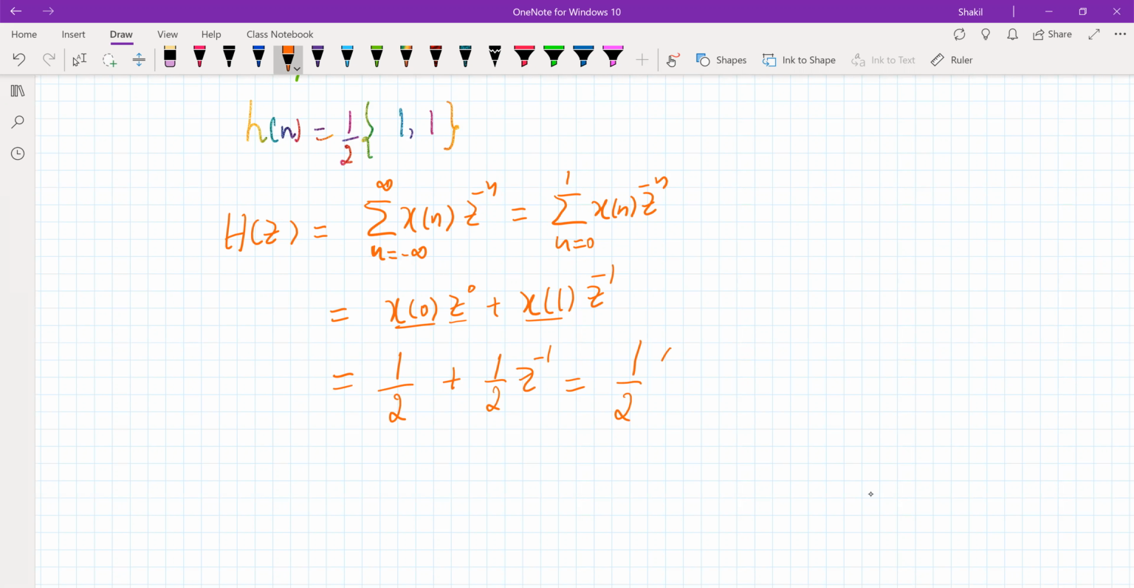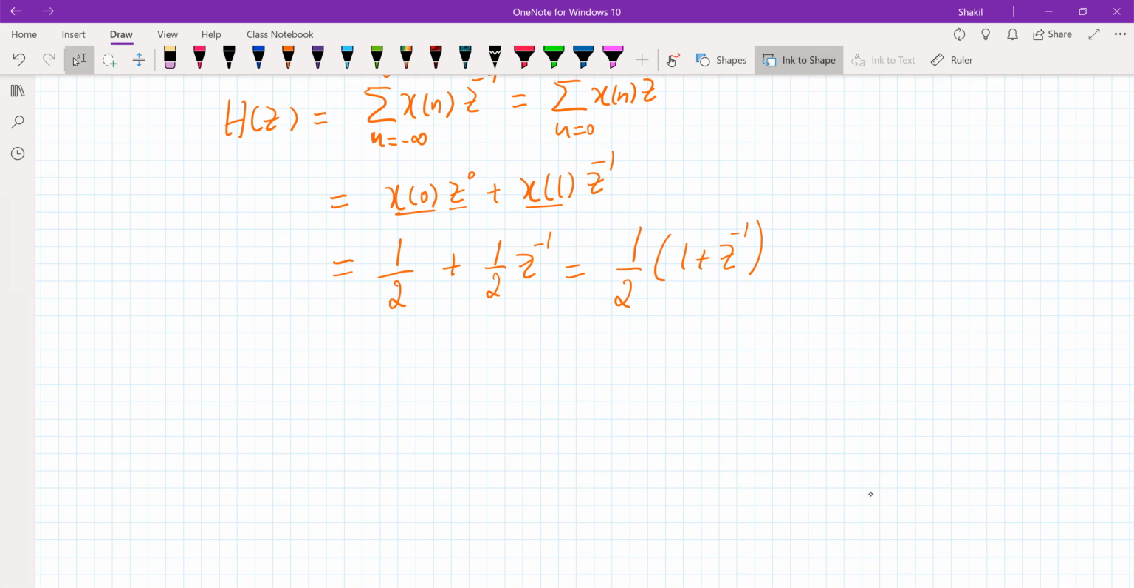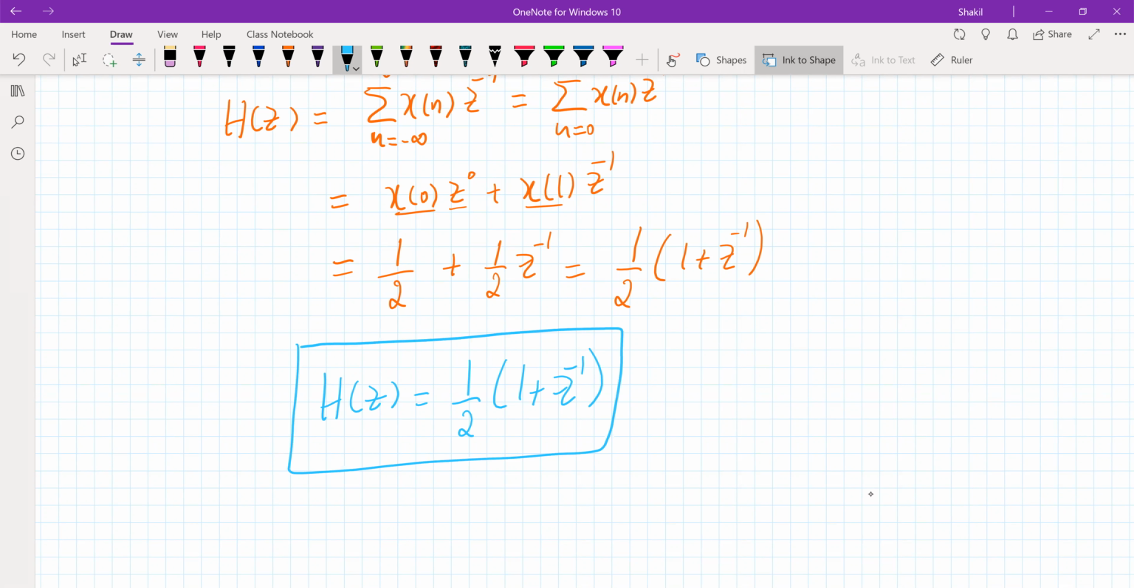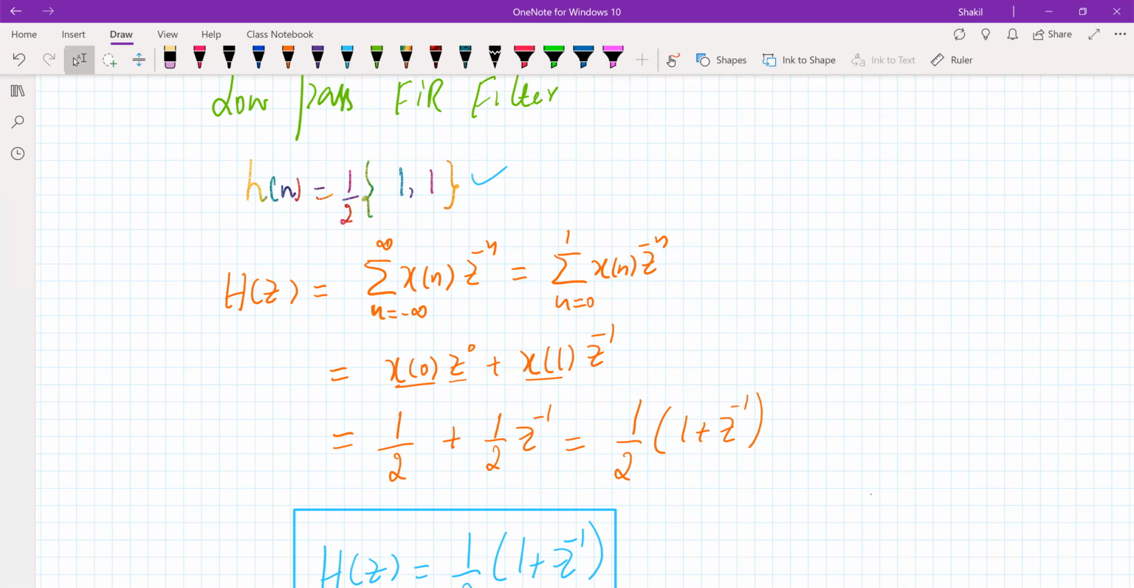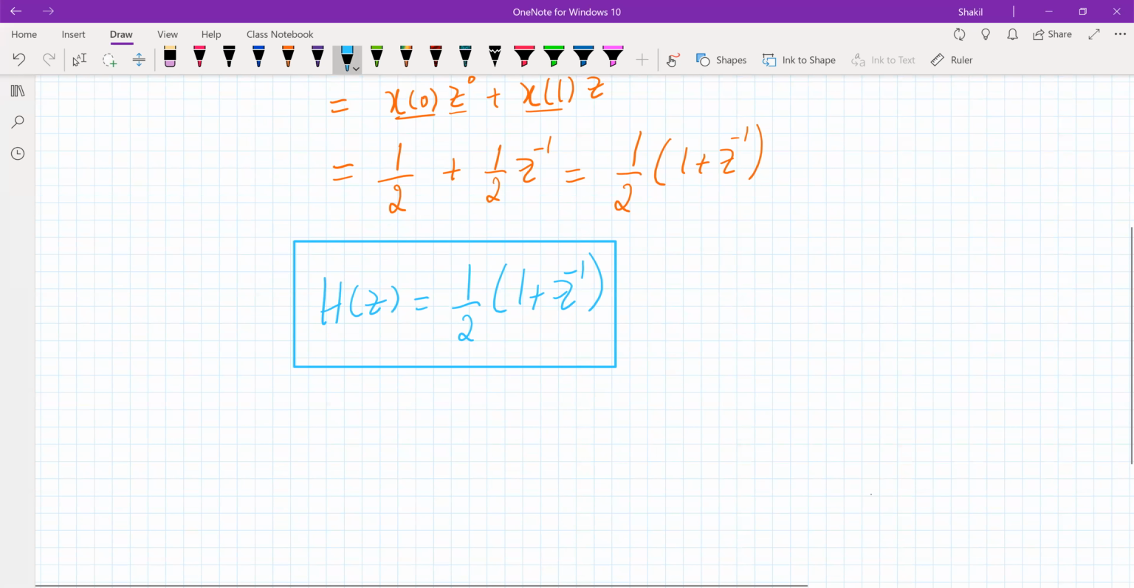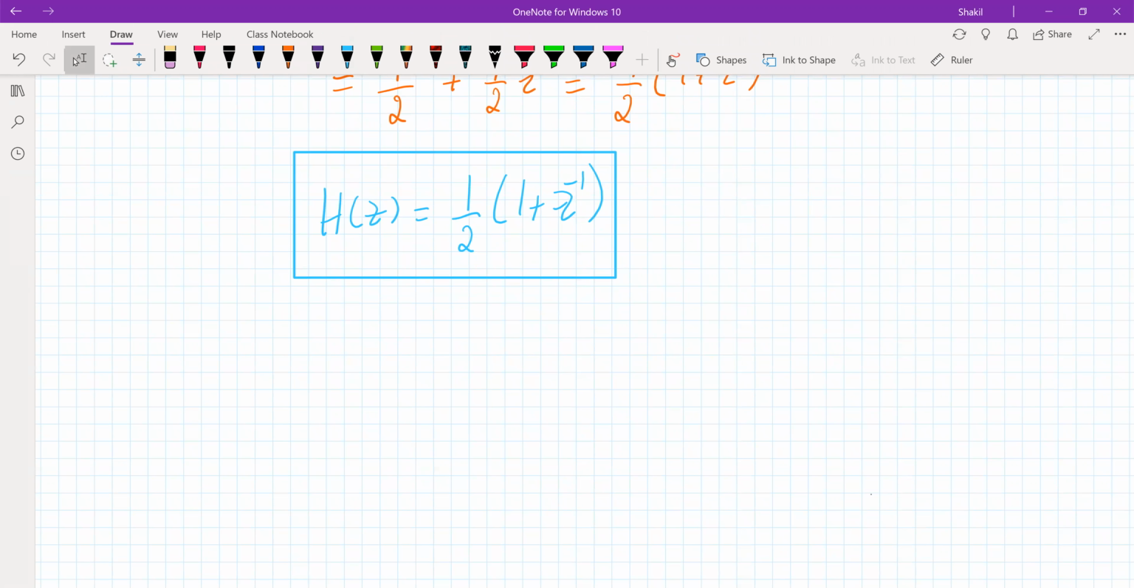So we can write it like this, 1 plus z inverse, and my aim is to prove to you that H of z equal to 1 by 2 times 1 plus z to the power minus 1, the transfer function or the impulse response like this, is a low pass FIR filter. Now it is a FIR filter because the impulse response is of finite duration, and let's prove whether this is really a low pass or not. So first let me obtain the frequency response, or simply the discrete time Fourier transform of this.